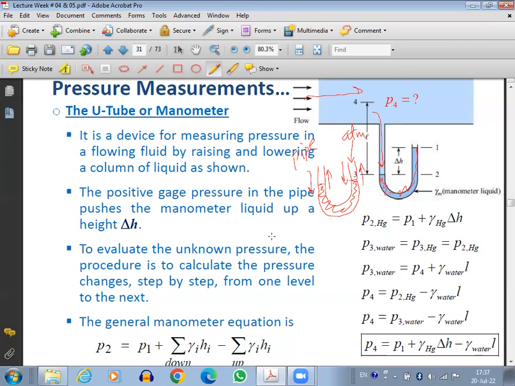Now, how much is the difference in the pressure? How much higher or lower than atmosphere? It depends upon the difference in the level between the two sides of the manometer.